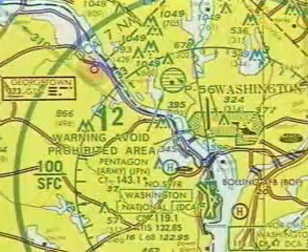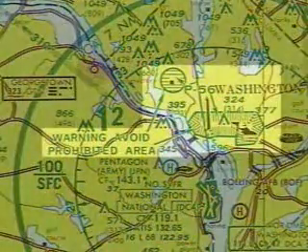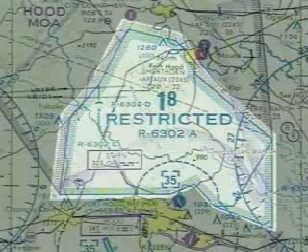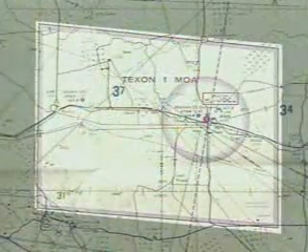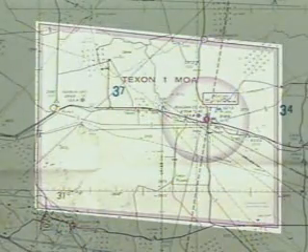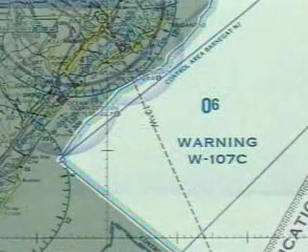Other types of airspace you will find displayed on the chart are prohibited areas, restricted areas, military operations areas, and warning areas.